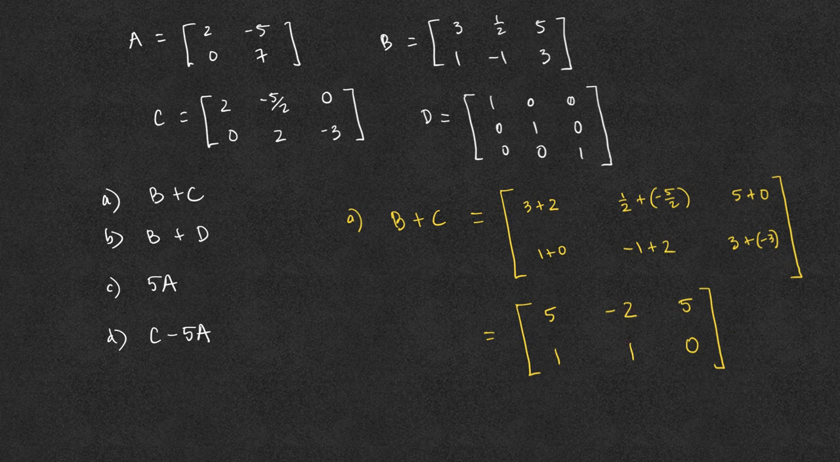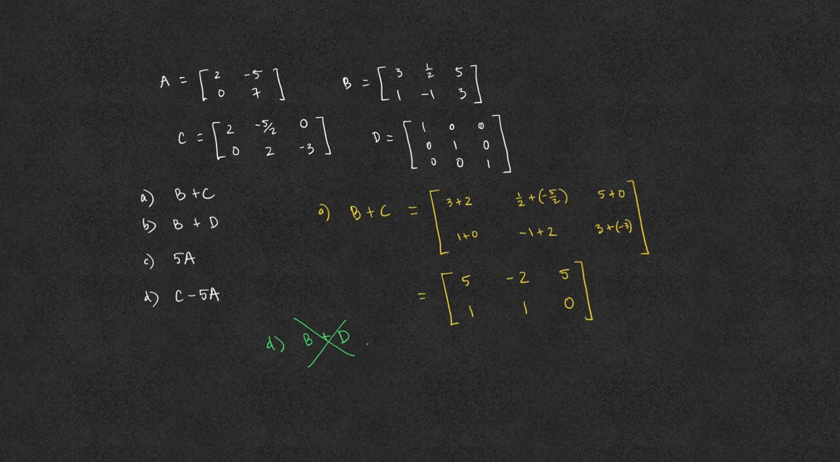For B plus D, the dimension of the matrix B is 2 by 3, and the dimension of the matrix D is 3 by 3. Since they don't have the same dimension, we cannot carry out that operation. B plus D is undefined. We can only add or subtract matrices that have the same dimension.